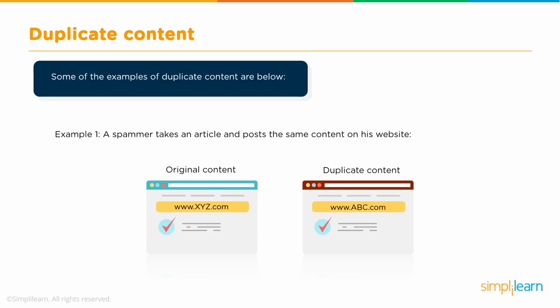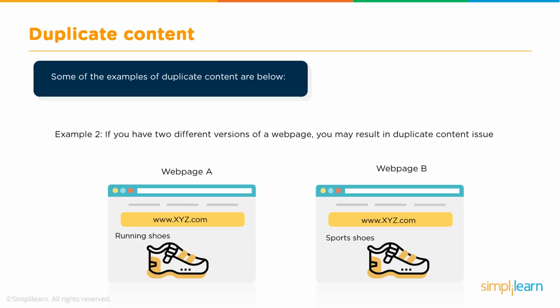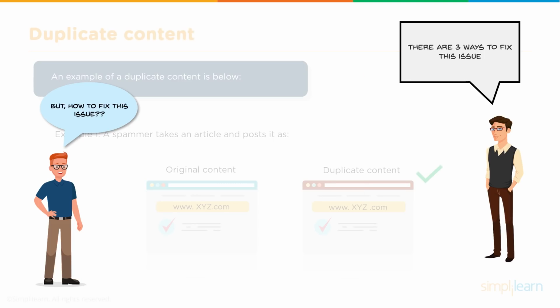We don't want duplicate content. We want the search engines to recognize the original source of the content. And so basically, if you have two versions of a web page, you may result in duplicate content issues. Another example of that would be, for example, if you have products, you may find that that same product may be under two different categories. So how do we rectify that? Well, there are a number of different ways.